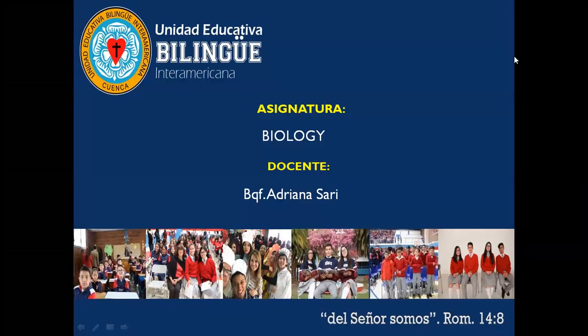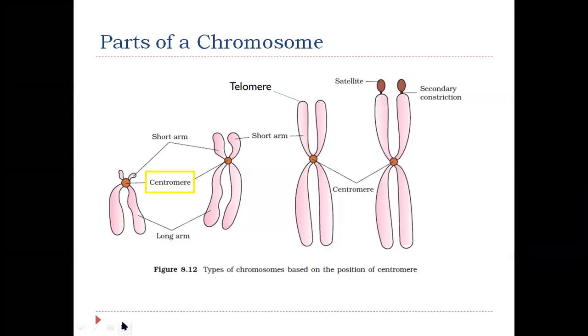So let's continue talking about the chromosomes, and we're going to see the parts of a chromosome. As you see here, you can see the centromere, the short arm, the long arm, telomere, and satellite. So we're going to see each part of the chromosomes.